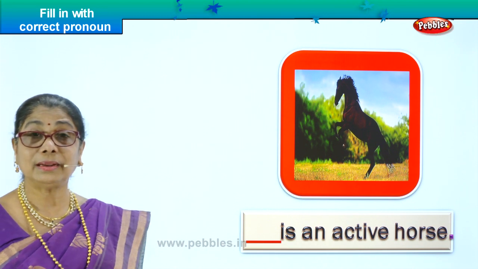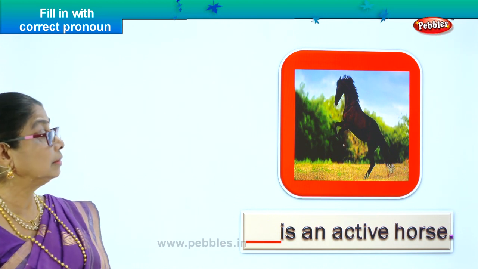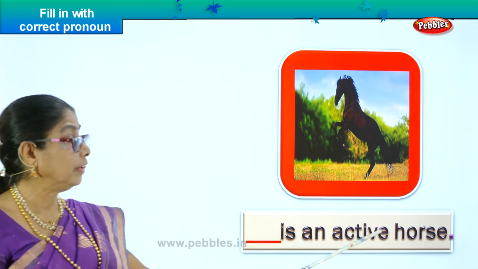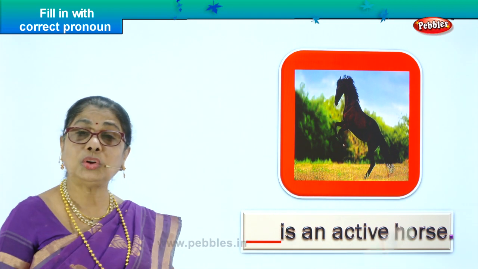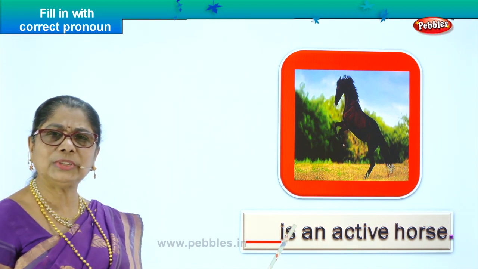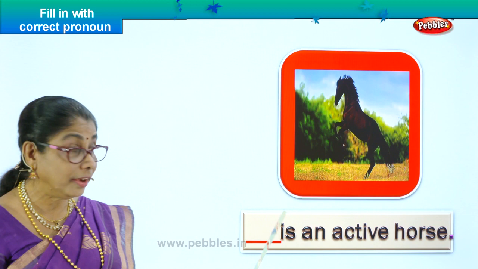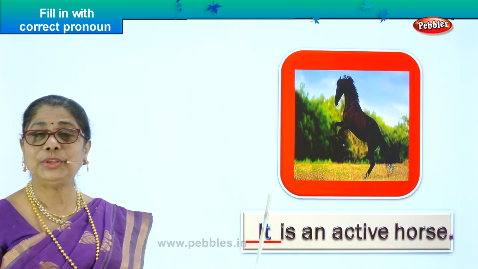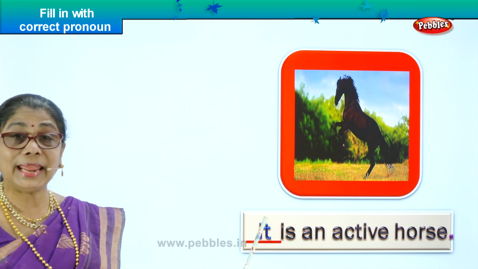What do you see here? A horse. Is it standing quietly? No, very active. Active horse. Now, for the horse, pick the correct pronoun. She, he, it. What shall we pick? It. Very good. So, we write here it. For the horse, we use the pronoun it.